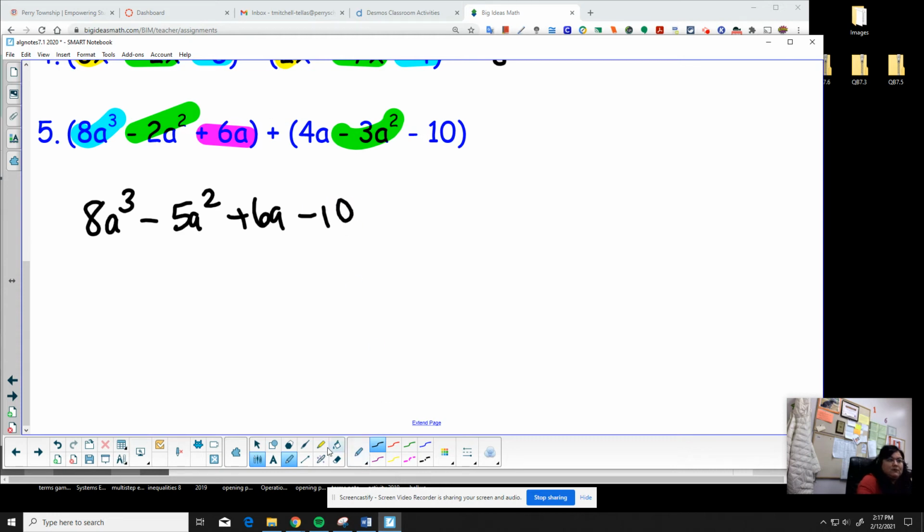Oh, nope, there's another a term. I messed that up. Let's fix it. So here's a 4a. I just didn't see it. So that a term is going to be different. My bad. So that won't be 6a. That'll be plus 10a. There we go. And again, in standard form, the highest exponent, the next one, and the next one, and no way, that constant is last. Okay? Hopefully you got those right.